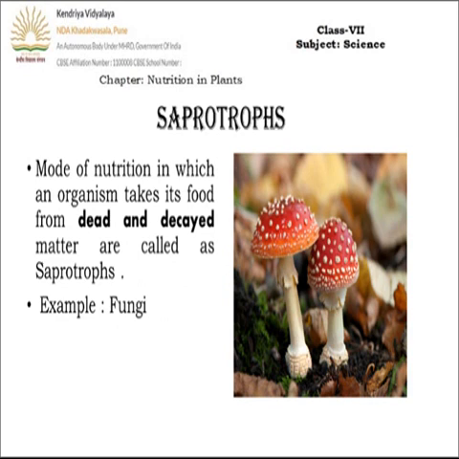Now, saprotrophic plants or saprotrophs. Saprotrophs are organisms which take their food from dead and decayed matter. This is the difference between parasites and saprotrophs. Parasites get their food from other living organisms, whereas saprotrophic plants get their food from dead and decayed matter, dead and decayed organisms. So they are called saprotrophs. And here the example is fungi. The picture shown is of a mushroom.